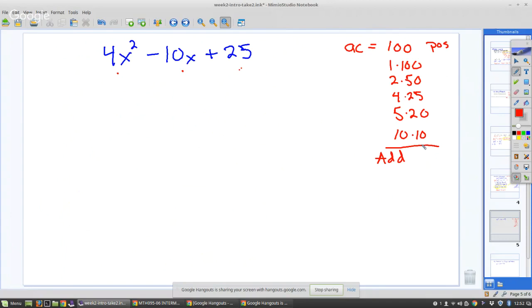None of the possible combinations from the AC method work. No answer here that matches the 10, so that means this is not factorable. It doesn't factor any further. And most of the time, the result of using that cubic formula won't be factorable.